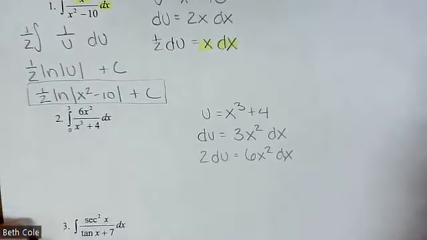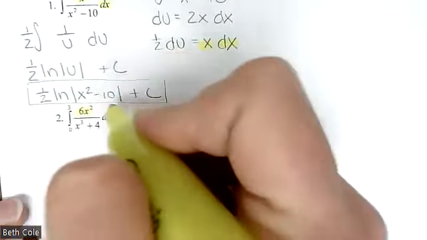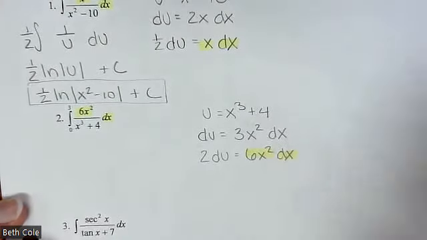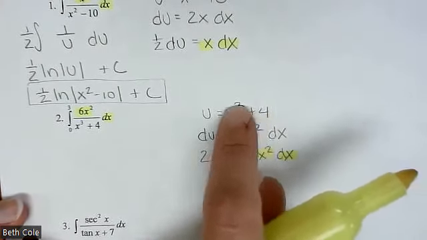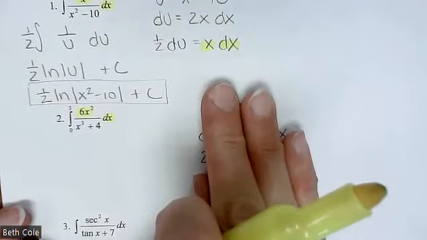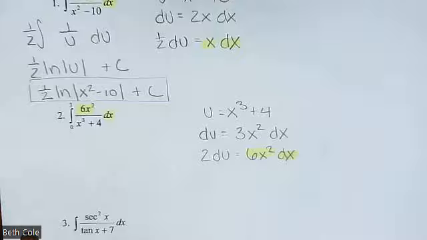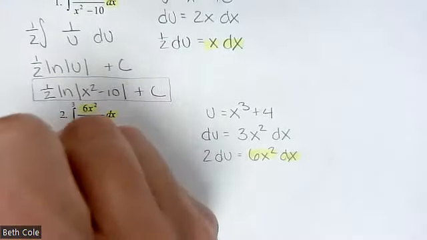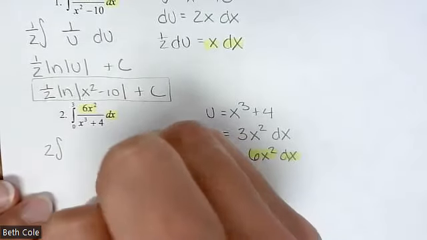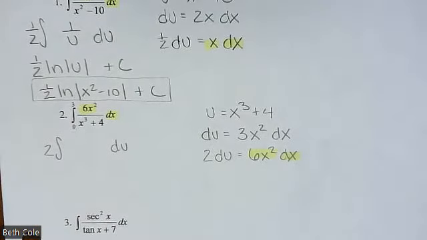Common mistake that's been happening is with these ones that have the boundaries, you don't have to plug this stuff back in at the end. That's the trade-off. You have to do an extra step of upper minus lower, but you don't have to mess with this again. So you can skip that step, all right? 2 goes out front, du goes at the end.